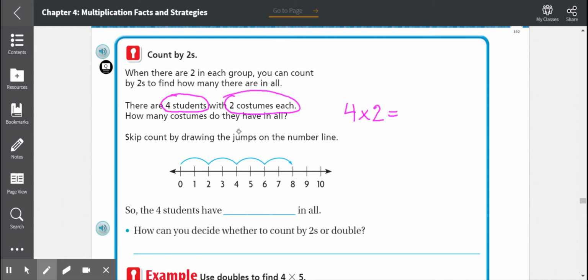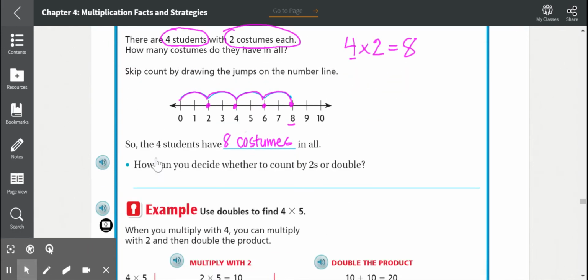Skip count by drawing jumps on the number line. So we're going to draw 4 jumps. 1, 2, 3, 4. And there should be 2 in each. 1, 2, 1, 2, 1, 2, 1, 2. What did we get? 8. So the students have 8 costumes in all. They want us to write costumes. Okay, let's keep going.